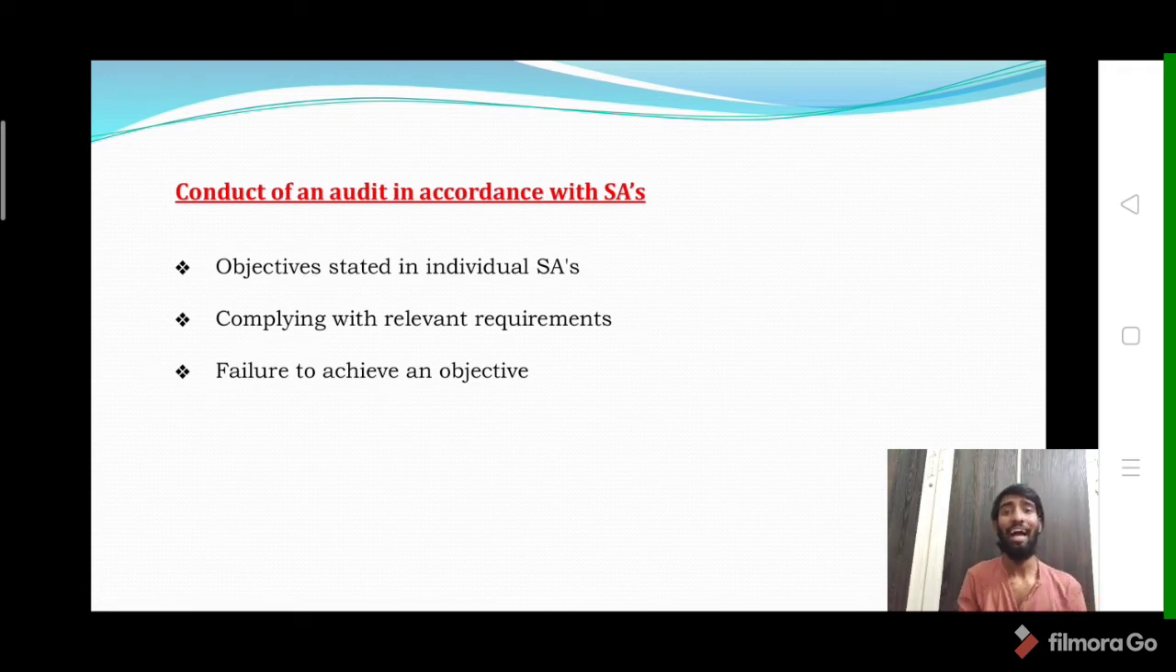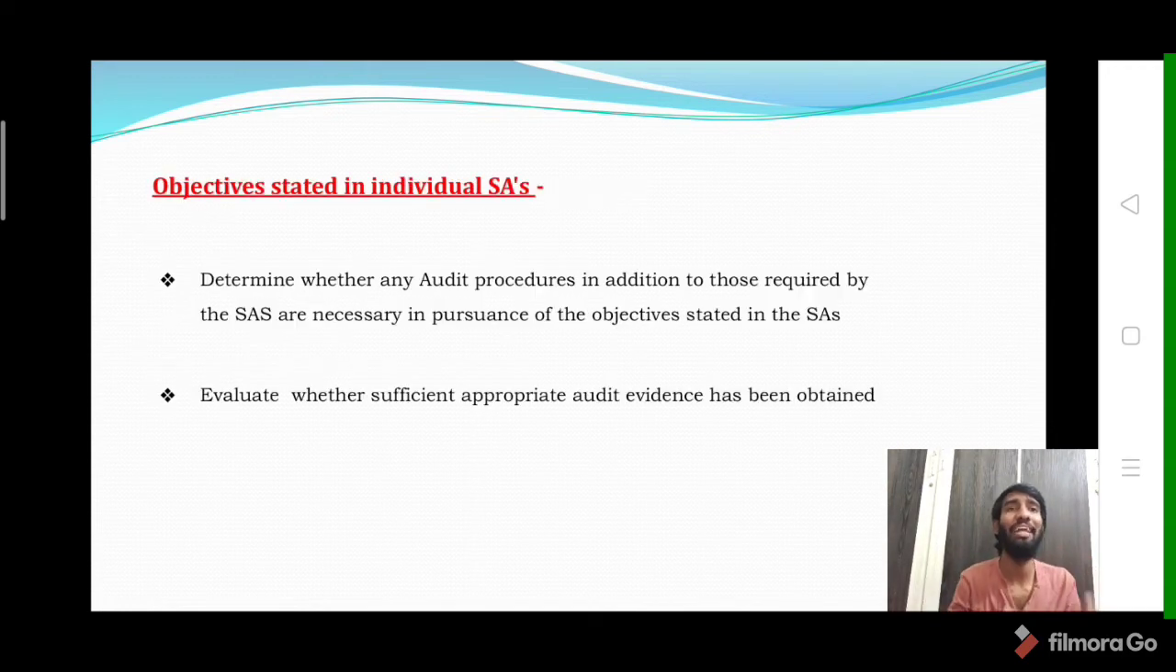Okay, as an auditor, the auditor should comply with all standards on auditing relevant to the audit. Means whatever the standards that are relevant to the audit, we need to comply. Okay, we need to comply with each and everything. So let us discuss topic number one, that is objectives stated in individual SAs.